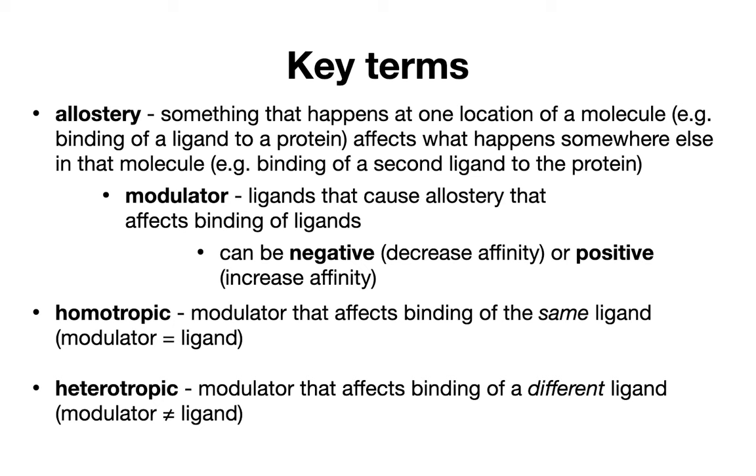We can talk about modulators. These are ligands that cause allostery that affect binding of ligands. So these can be negative, where they decrease the affinity of a ligand, or positive, where they increase the affinity. These can also be classified as homotropic, where you have a modulator affecting binding of the same ligand, like our oxygen affecting the binding of oxygen, or they can be heterotropic, where a modulator affects binding of a different ligand. So in this case, our modulator isn't just another copy of the ligand. An example of this was our BPG, which is going to act as a heterotropic modulator. More specifically, it's going to act as a negative heterotropic modulator because it's decreasing the binding of oxygen, whereas oxygen acted as a homotropic positive modulator because it was increasing the affinity of the subsequent binding.